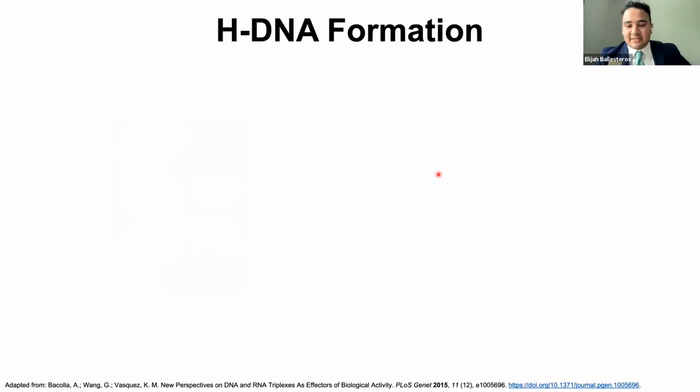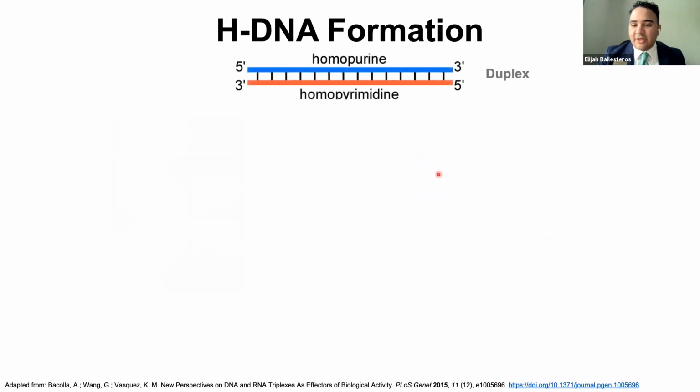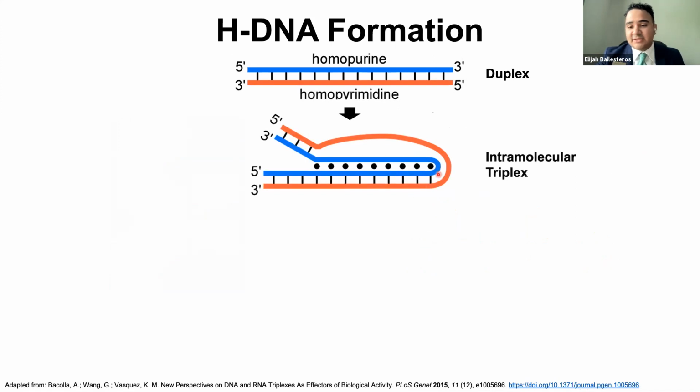So how exactly does this form? Let's walk through an example. So here we have a traditional double-stranded duplex of DNA. One side is blue and one side is orange. As you can see in this image, the two original strands are present, but the blue strand has decided to fold back onto the duplex.